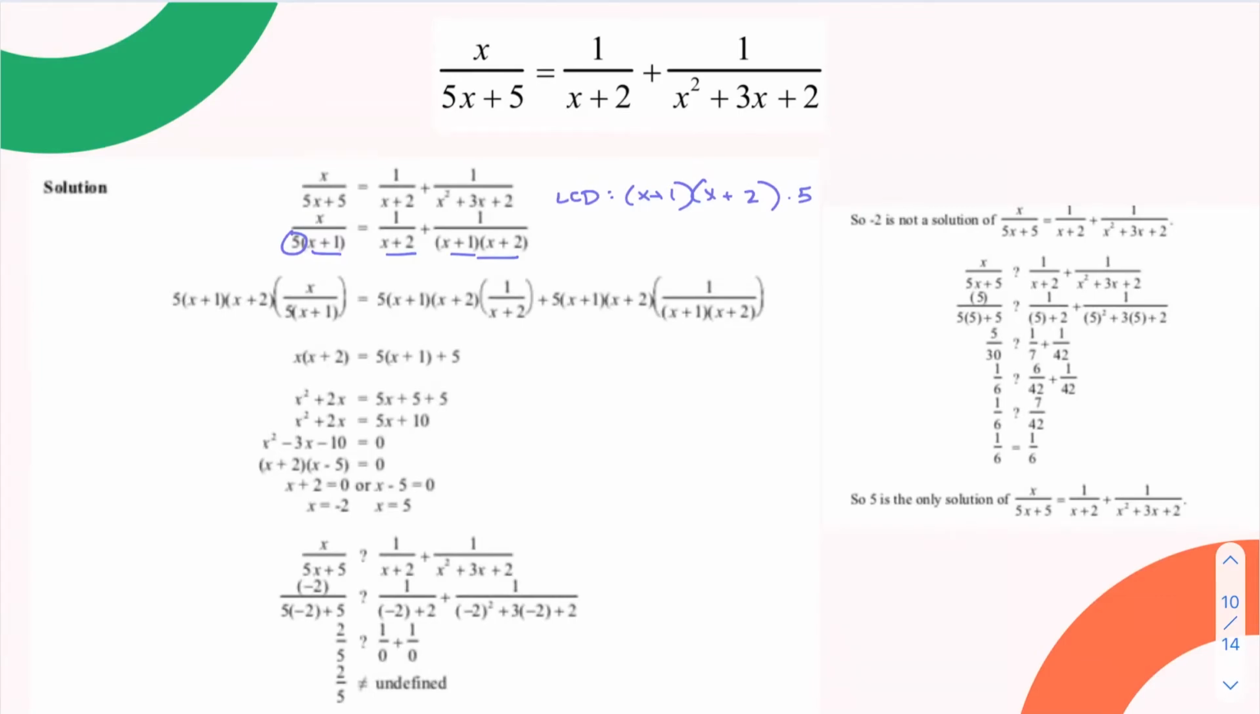So we can see in the first one, there's a 5 in the numerator and denominator, that cancels. There's an x plus 1 in the numerator and denominator, that cancels. So you're left with x plus 2 and x, right? And then in the second one, x plus 2 cancels, so you're left with 5 times x plus 1. And then in the last one, x plus 1 cancels and x plus 2 cancels, so we're just left with 5.